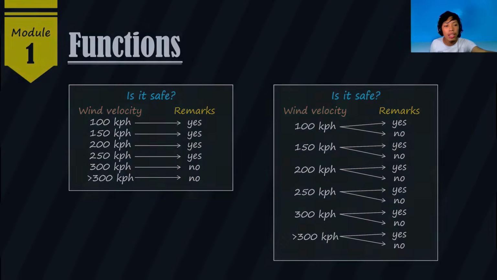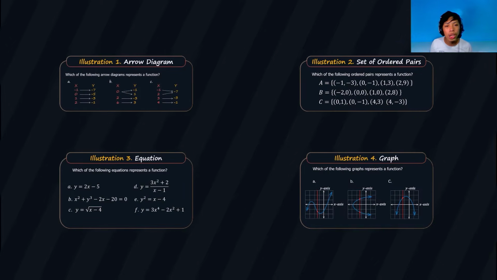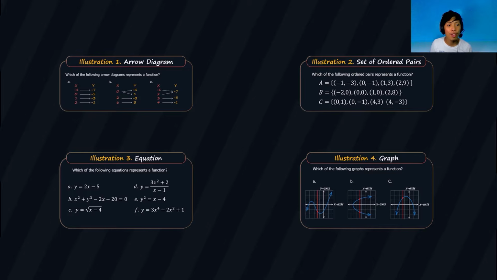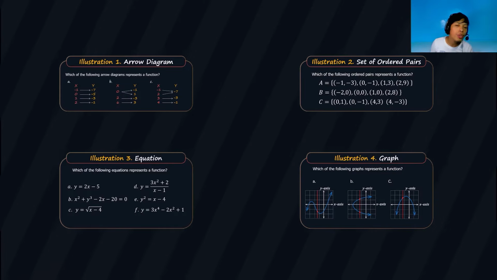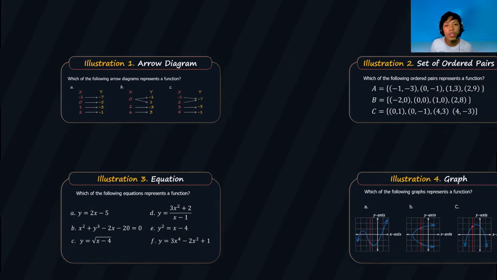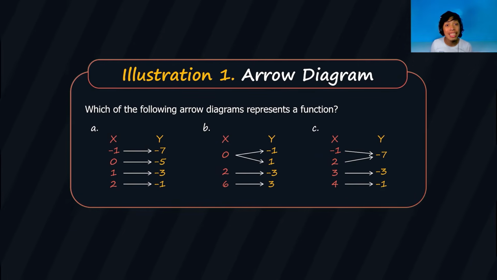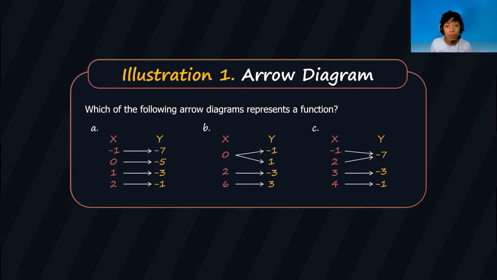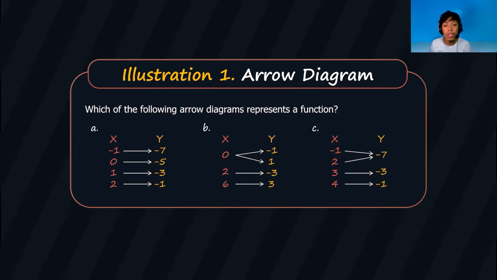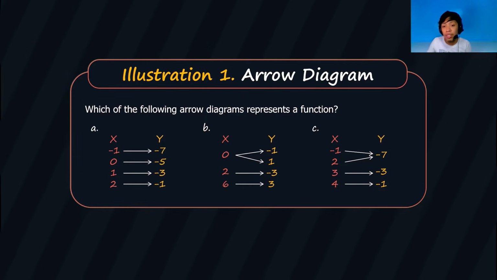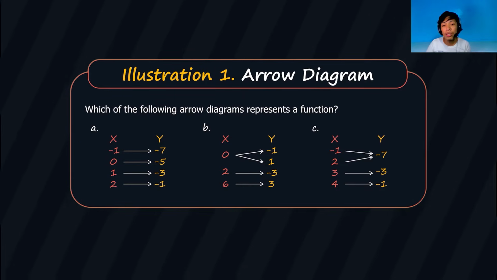Okay. So we have here four ways to represent a function. There are four different ways we can represent a function. Number one, illustration number one: we can represent a function in terms of an arrow diagram. Which of the following arrow diagrams represents a function? Letter A. Look at letter A.